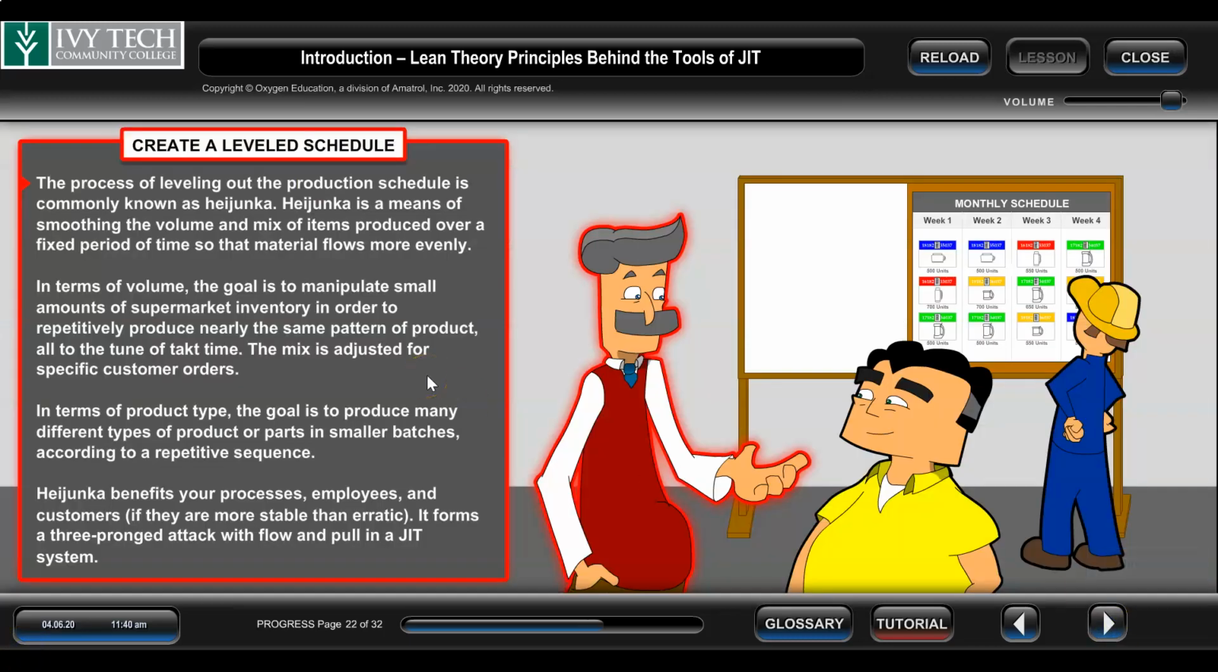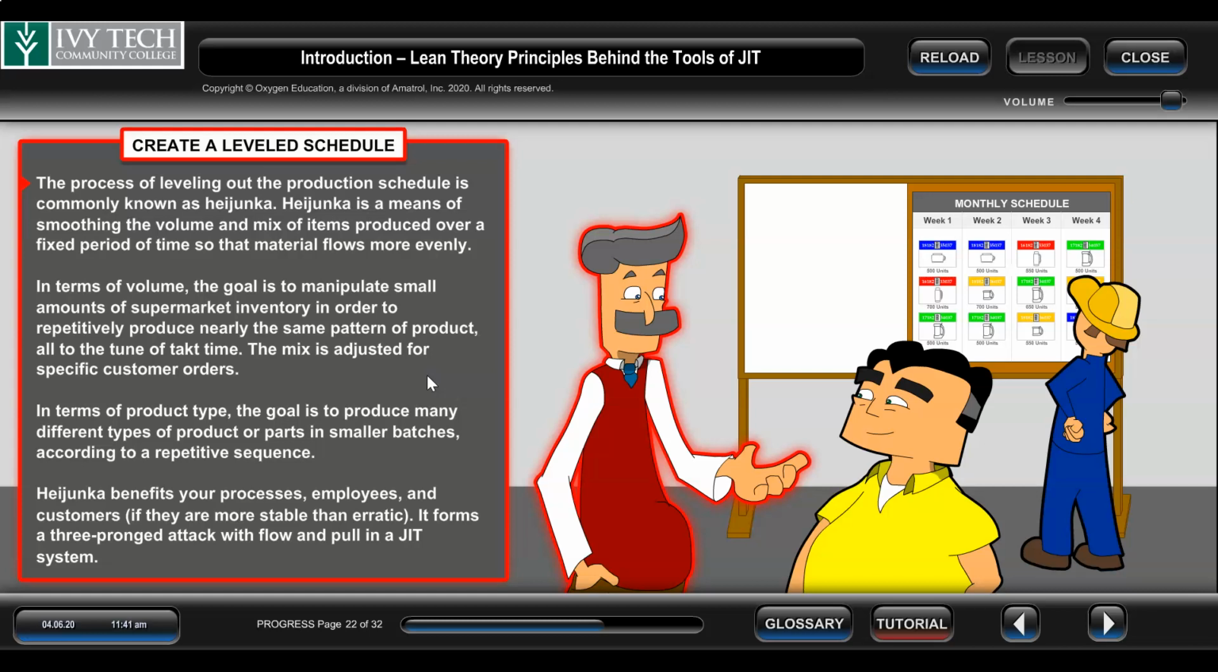The process of leveling out the production schedule is commonly known as Heijunka. Heijunka is a means of smoothing the volume and mix of items produced over a fixed period of time so that material flows more evenly. In terms of volume, the goal is to manipulate small amounts of supermarket inventory in order to repetitively produce nearly the same pattern of product, all to the tune of takt time. The mix is adjusted for specific customer orders.